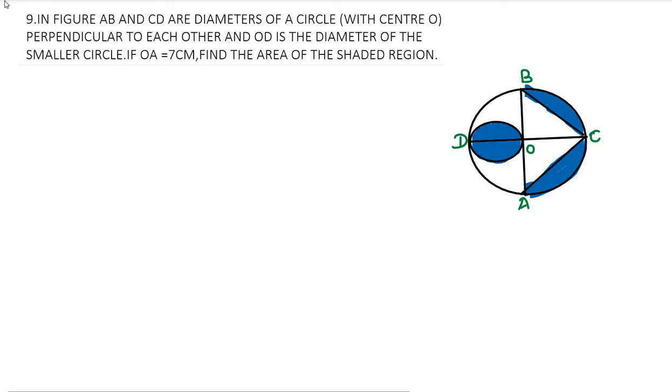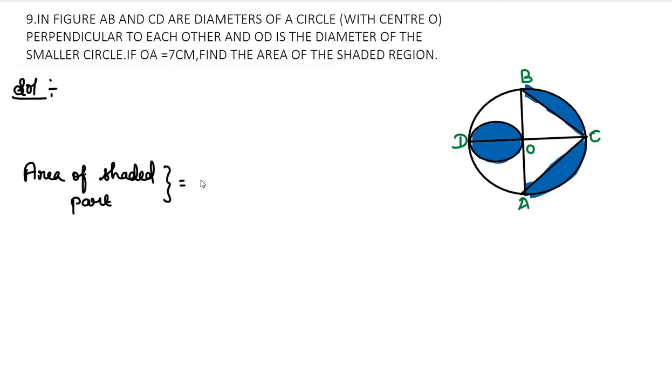Okay, so how are we going to find the area of this shaded region? The area of the shaded part is equal to the area of the semicircle minus the area of the triangle plus the area of the smaller circle.